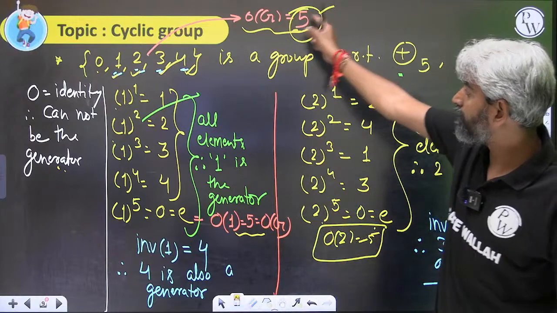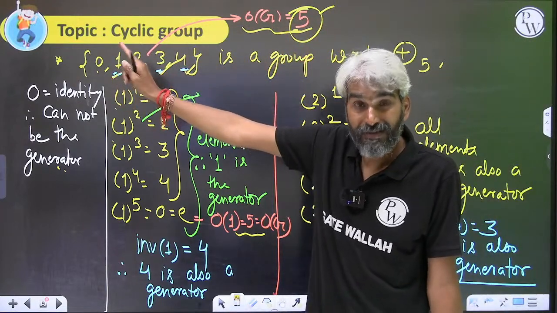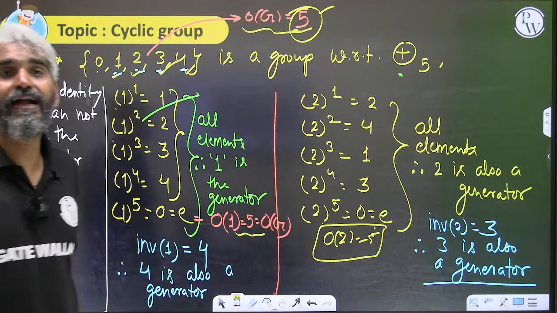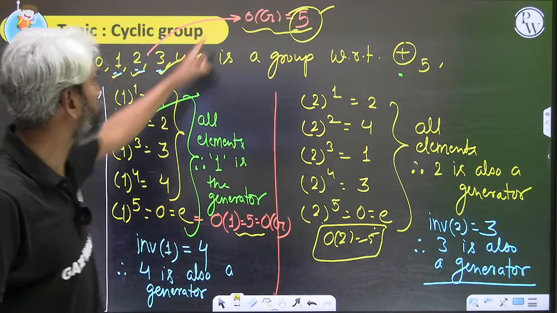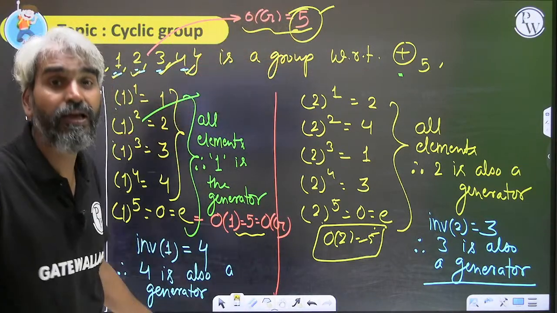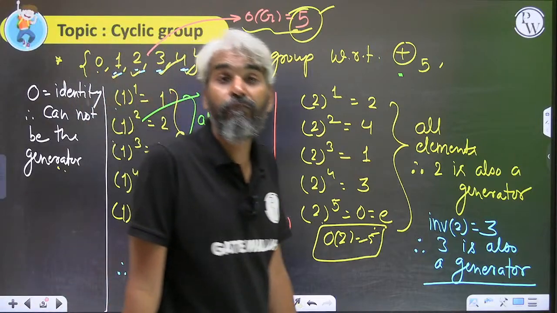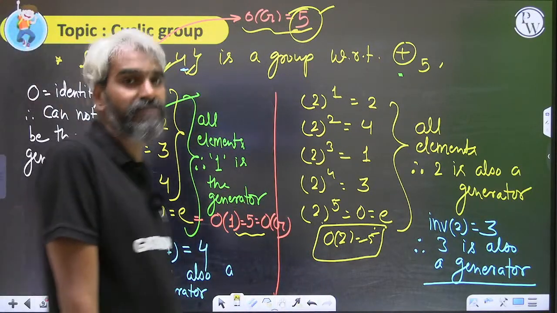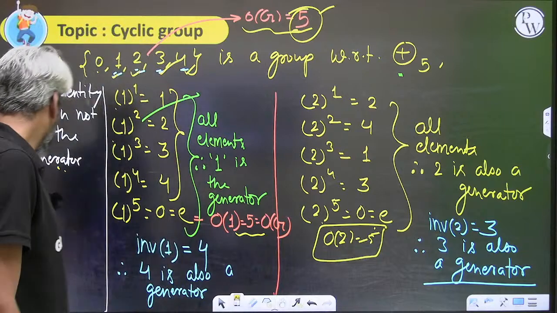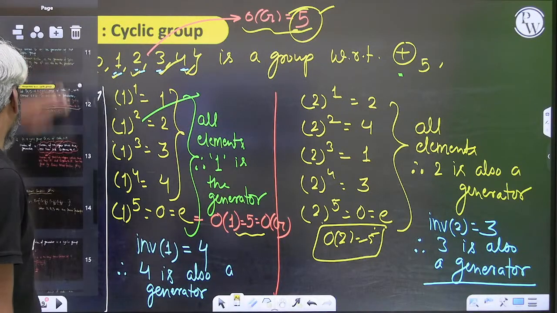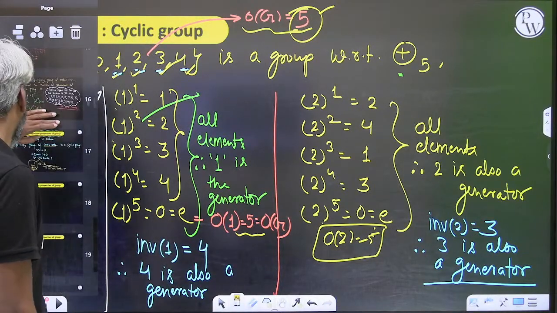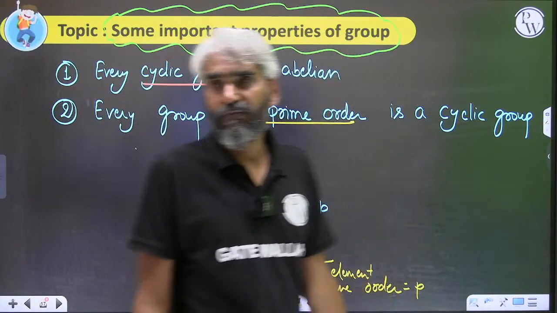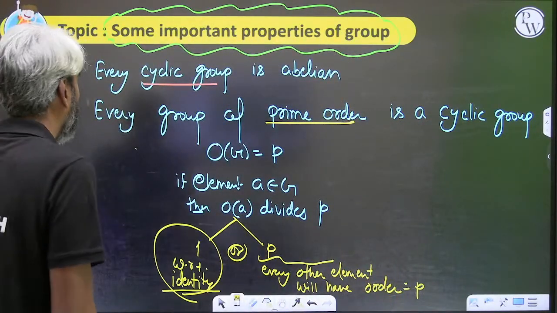So, if the order of the group is a prime number, then every element except the identity element will have its order equal to the order of the group. That means every element except the identity element will be a generator of the group, and obviously if a generator exists, then the group will be a cyclic group. Therefore, what can we say? Every group of prime order is a cyclic group.